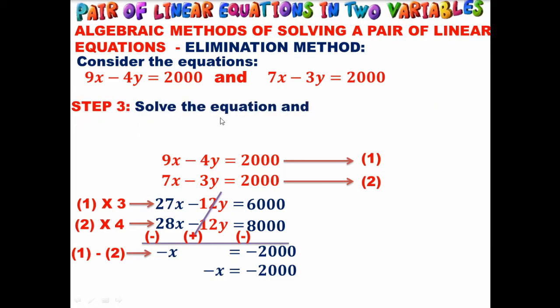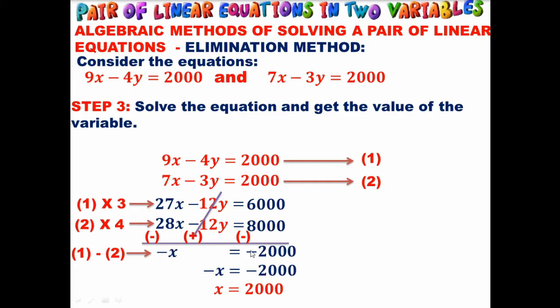Step 3 says to solve the equation and get the value of the variable. So now the equation I have got is minus x minus 2000. This is very simple. I can easily solve it and get the value of x. I can cancel the minus sign, so the answer is x equals 2000. So I have got the value of one variable. This is up to step 3.